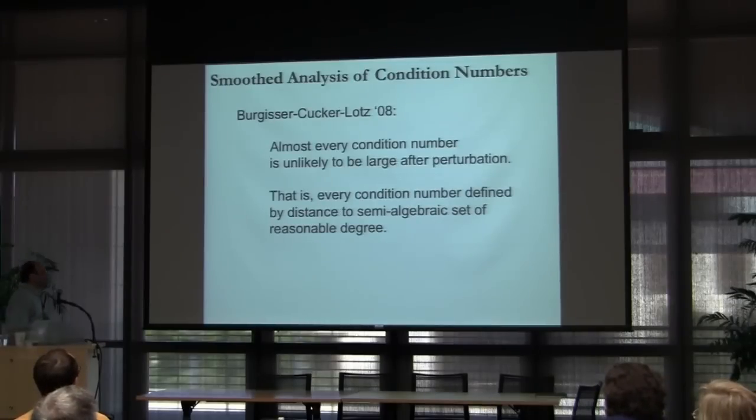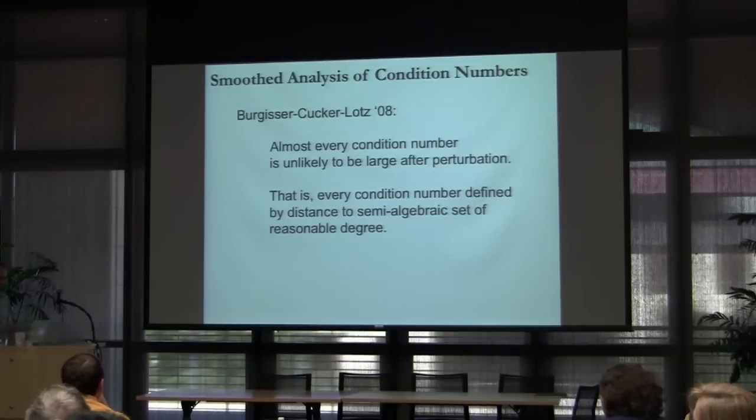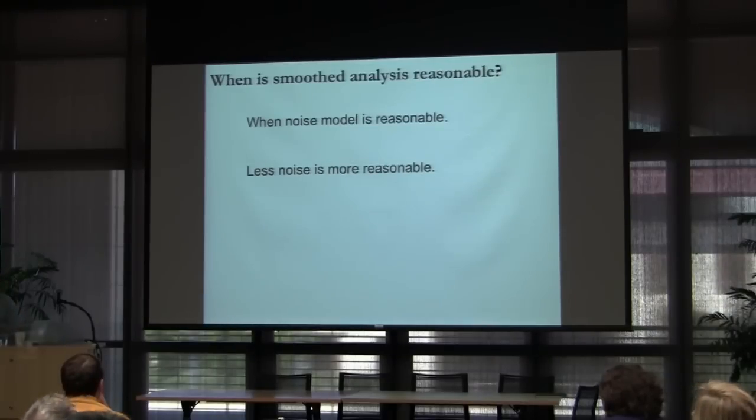Okay, I should just briefly mention, since I've talked about condition numbers so much, that Bürgisser, Cucker, and Lotz also had a paper showing that almost any reasonable condition number is unlikely to be large after perturbation. Let me not dwell on it, just so you know it's there. For almost any sort of nice algebraic problem. Okay, so let me finish by asking, is this all reasonable? Or when is smoothed analysis a reasonable thing to do?